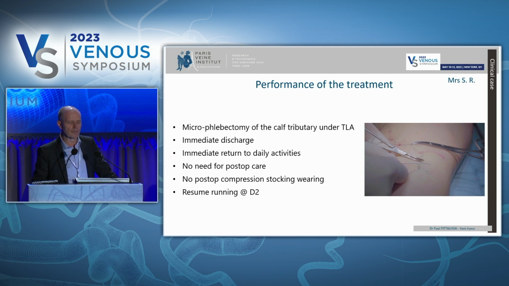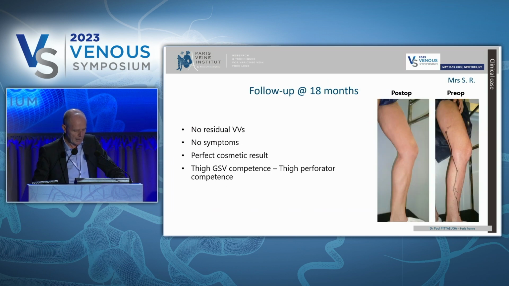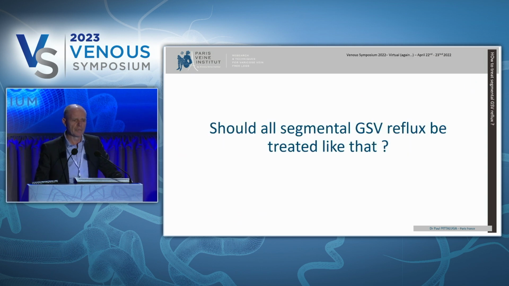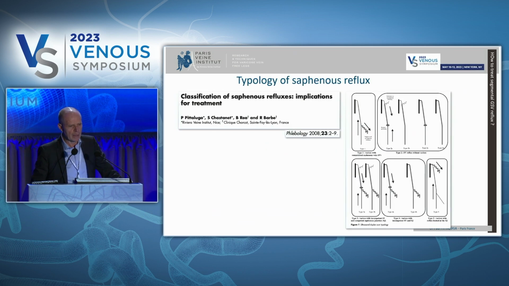The treatment was performed by the microphlebectomy technique under tumescent anesthesia in a very mini-invasive way. The control at 18 months showed excellent results: no residual varicose vein, no symptoms, perfect cosmetic results, and the competence of the GSV and the thigh perforator. So even if we have been very happy with this case, should all segmental GSV reflux be treated like that?